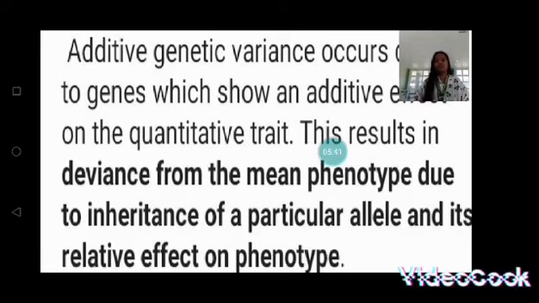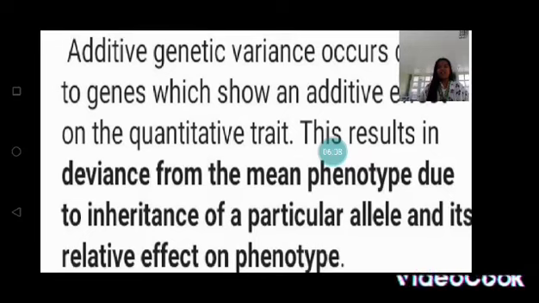Additional about additive genetic variants: they occur to genes which show additive effects on the quantitative trait. This results in deviations from the mean phenotype due to inheritance of a particular allele and its relative effects on phenotype. So, ang additive is the result siya in kanang phenotype due to inheritance of a particular allele and its relative effect on phenotype.